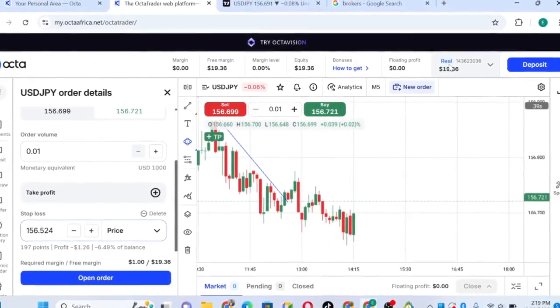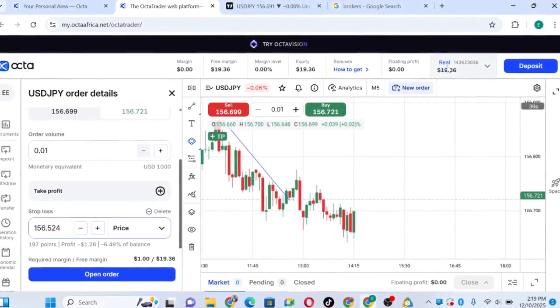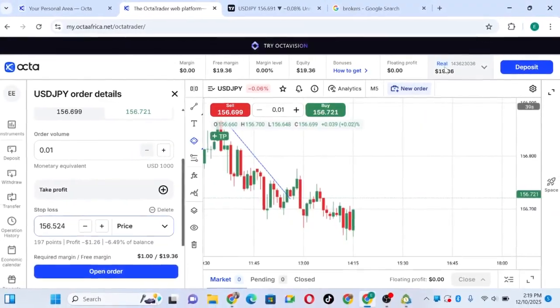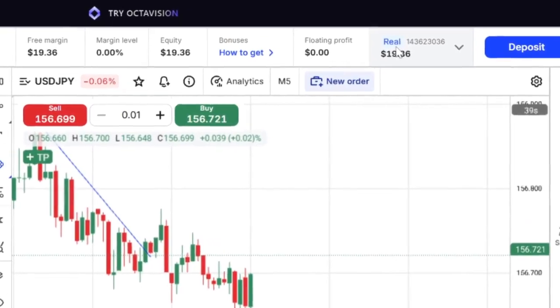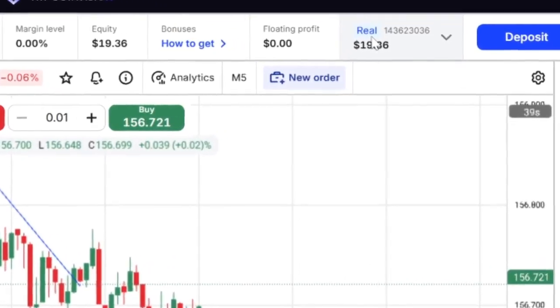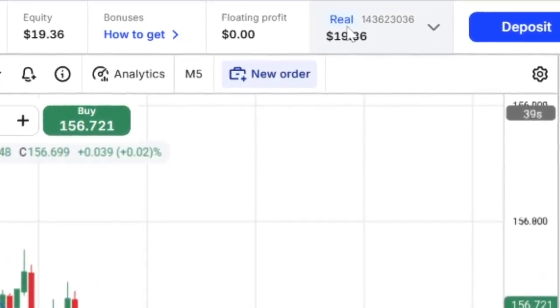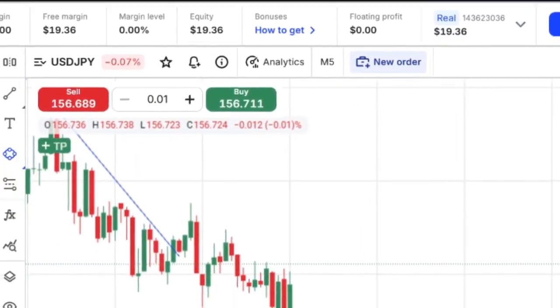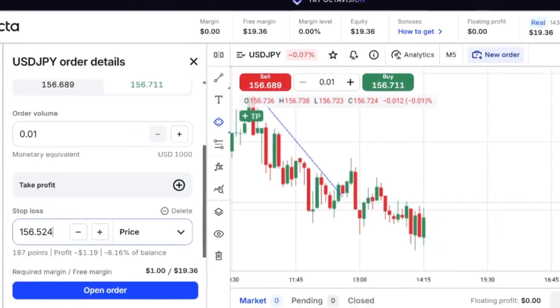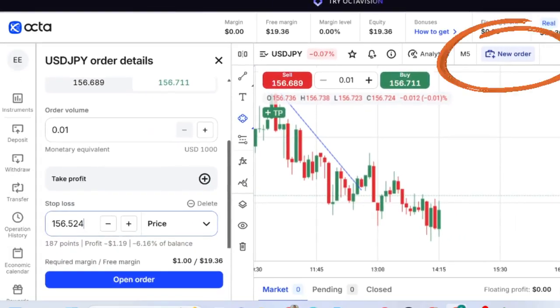Can you start with $20? Yes. Can you start with $20 and succeed? Yes. But the chances are very, very slim. Because at this point, look, I've already violated a structure. I'm showing you here so you can see. This is about $19 right now. And I'm using a micro lot size of 0.01, and they're telling me that I'm risking too much. I'm risking 6% of the account.